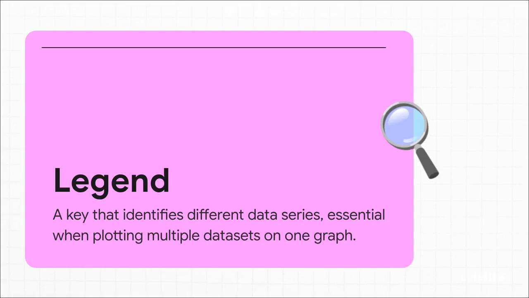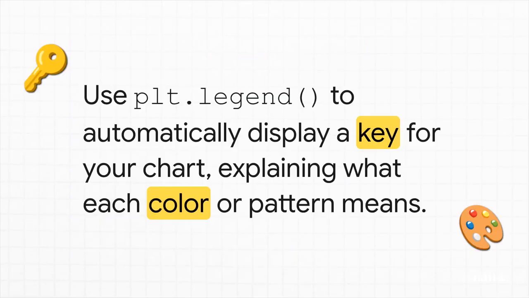Now, what if you have, say, multiple sets of bars on one chart? Maybe you're comparing this year's sales to last year's sales. How do you tell the blue bars from the red bars? That's where a legend comes in. It's basically the key to your chart's code, explaining exactly what each color or pattern represents. And adding it is, you're going to love this, incredibly simple. Once you've set up your chart, you just add the plt.legend command, and Python automatically creates that key for you. It's one little line of code that can add a massive amount of clarity to your visual.